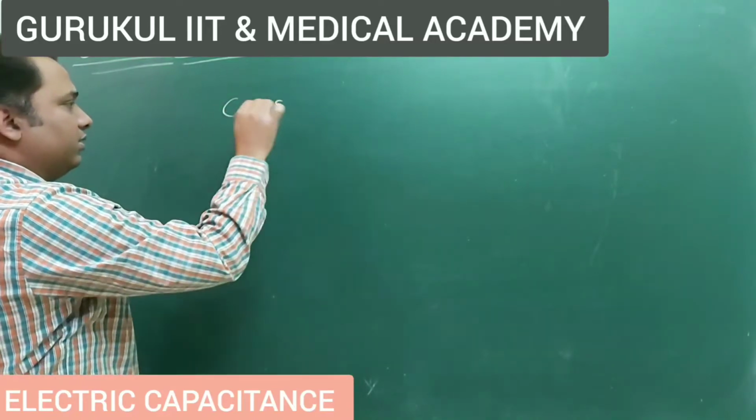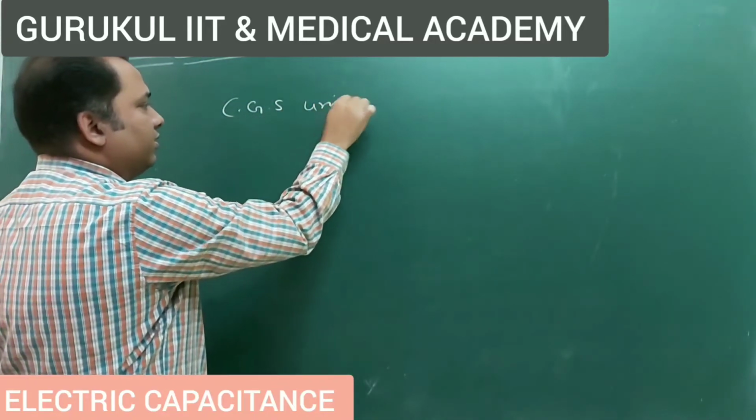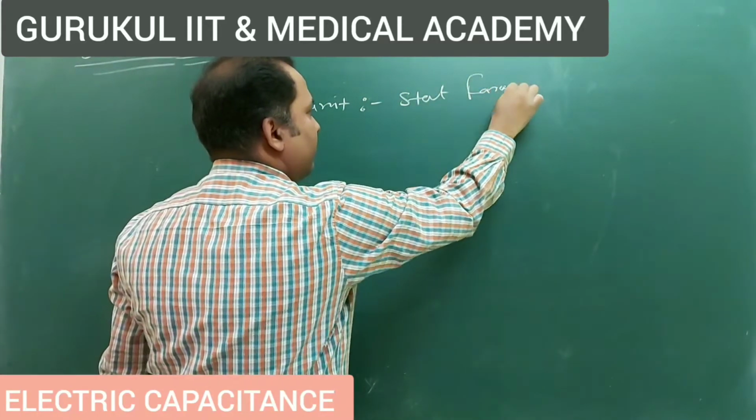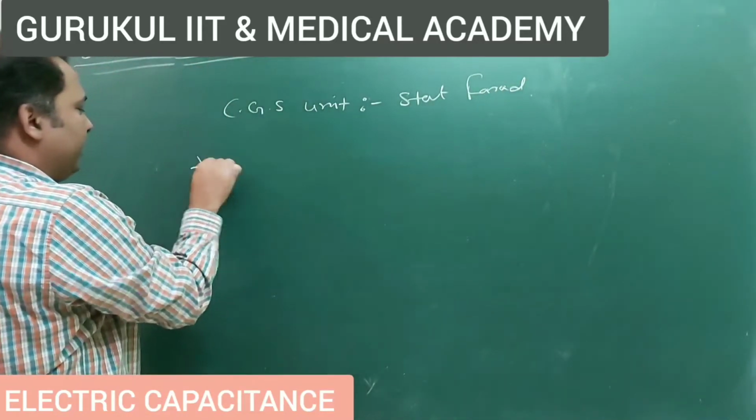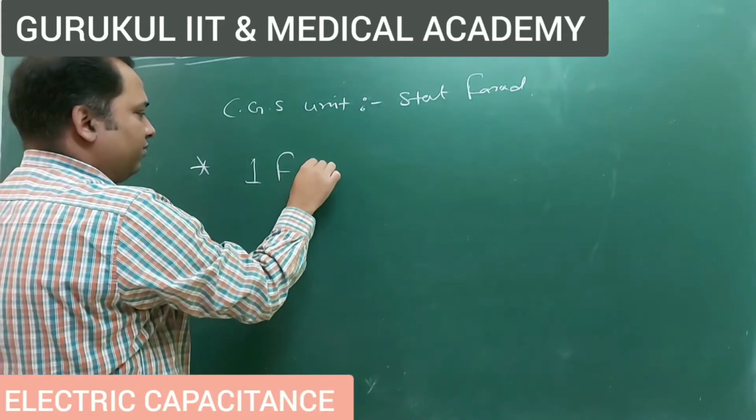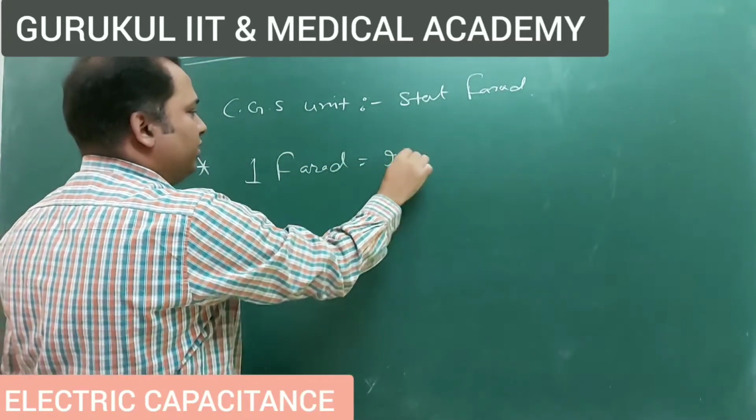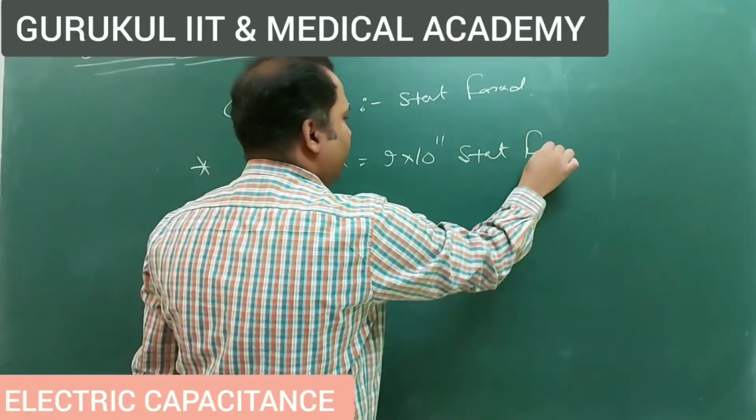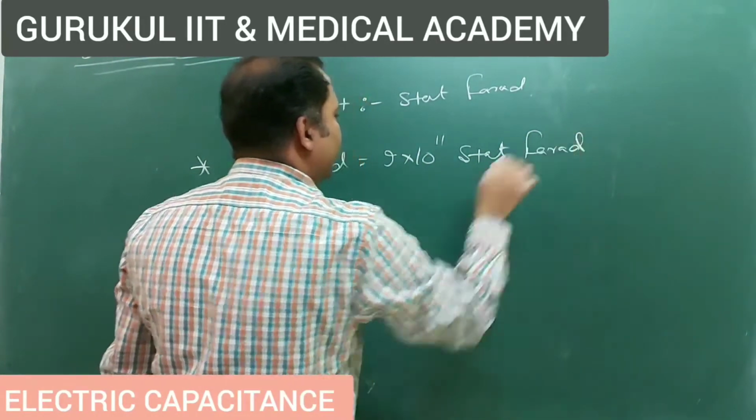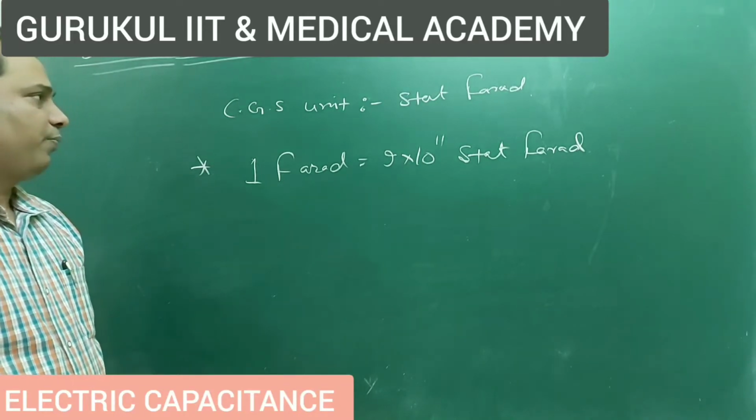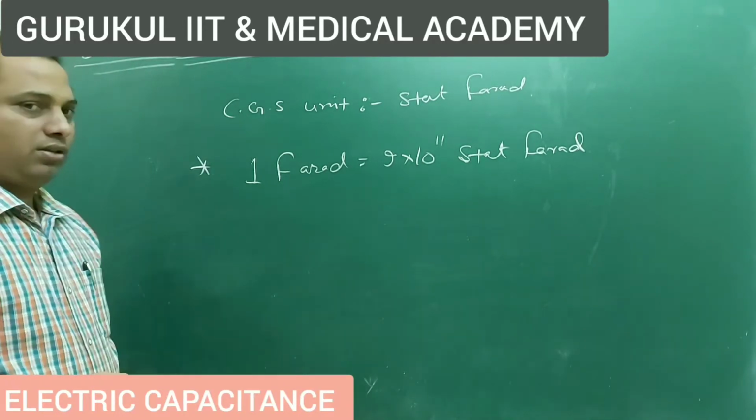The CGS unit is stat farad. Okay, what is the relation? 1 farad is equal to 9 into 10 to the power 11 stat farad. Okay, these are the relations, so you should keep them in mind. This is important information you should know. Yes, write down.